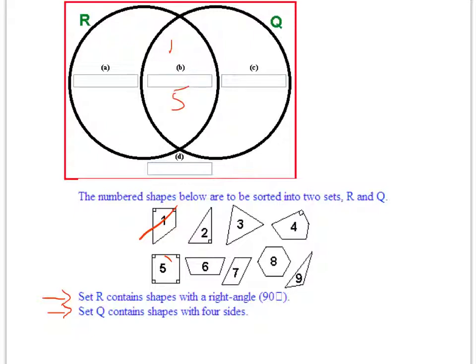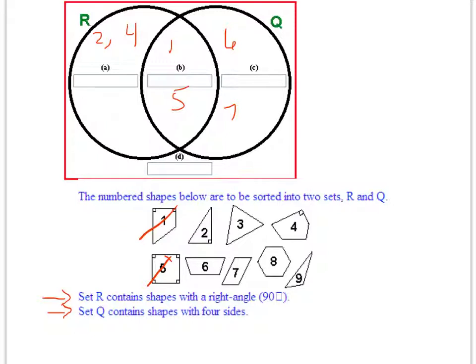and that's it. So now R, we want all the shapes that contain right angles, so now I'm going to put in R, but outside of that intersection, everything else that has a right angle. So that would be 2, 4, for those right angles, and I guess that's it. Okay, and then Q should contain shapes with 4 sides. So we already have 1 and 5 in there, right? Those two are in both. But anything else with 4 sides, it looks like 6 has 4 sides, 7 has 4 sides, and that's it.